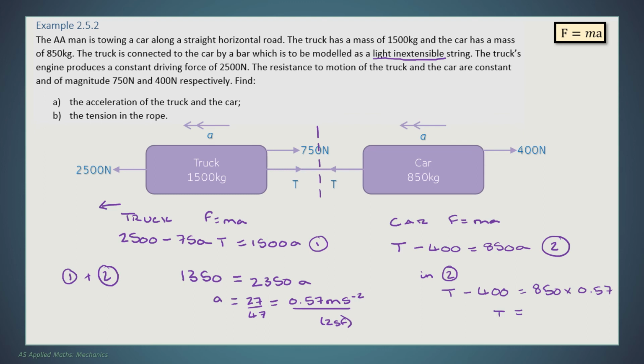So adding the 400 across, we've got 888.3. So giving that to 2 significant figures would give me 890.